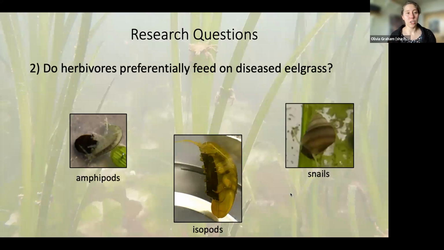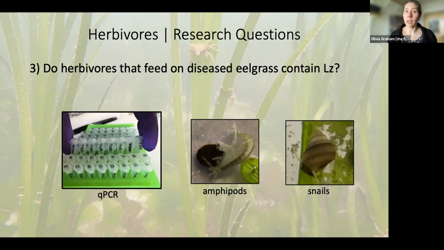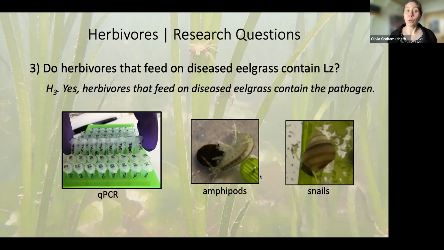For my second question, I wanted to explore if herbivores preferentially feed on diseased eelgrass. And here I expected that some herbivores prefer to consume diseased over healthy eelgrass. Finally, I wanted to address the question of if herbivores that feed on diseased eelgrass contain the pathogen. And here I expected that herbivores that feed on diseased eelgrass would test positive via qPCR for the pathogen Labyrinthula zosterae.